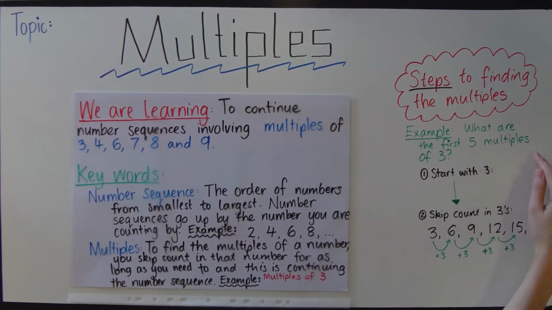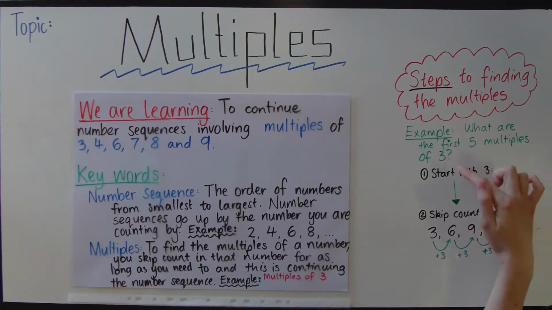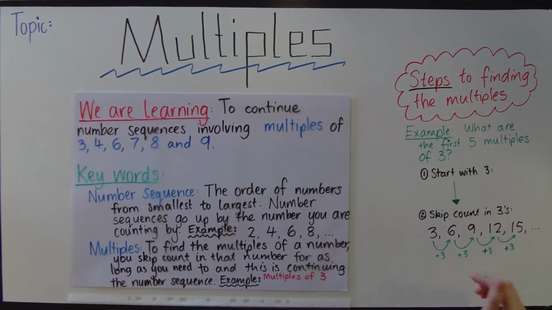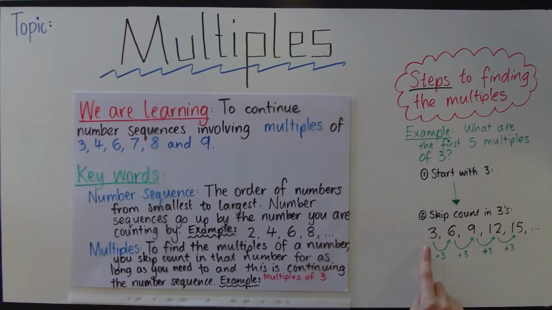So this example, what are the first 5 multiples of 3? First of all, you start with the number 3 and you skip count in 3s until however many you need to go. So here we start off with 3 and we skip count, so we just add 3 each time to the previous number. 3 plus 3 is 6, 6 plus 3 is 9, 9 plus 3 is 12, and 12 plus 3 is 15.